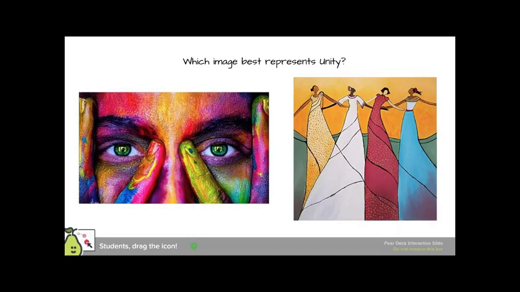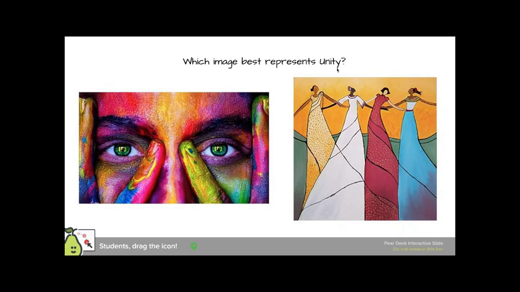Maybe this is a trick question. I don't know. Let's see where everyone's gravitating towards. All right, about 5 more seconds. I see that there's 2 people still needing to move their icons. So which image best represents unity?